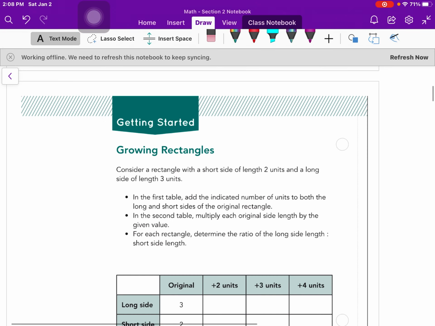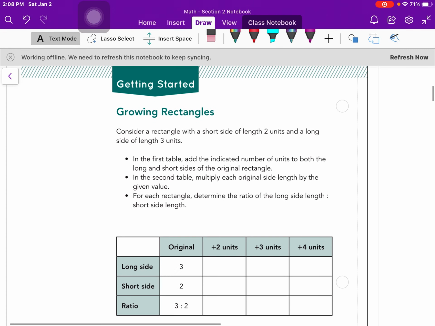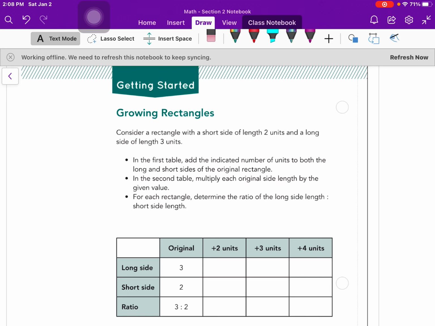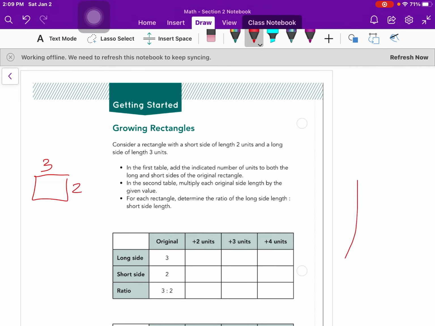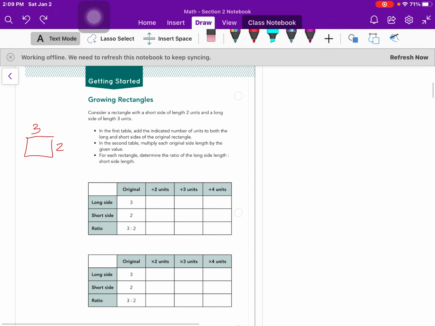All right, getting started. It says growing rectangles. Consider a rectangle with a short side of length 2 and a long side of length 3. In the first table, add the indicated numbers of units to both the long and short sides of the original rectangle. In the second table, multiply each of the original side lengths by the given value. For each rectangle, determine the ratio of the longest side. Okay, let's do one of these together in each one, and then I want you to finish this up.